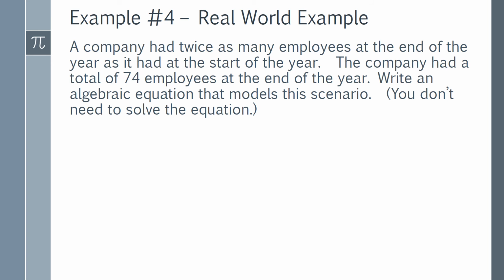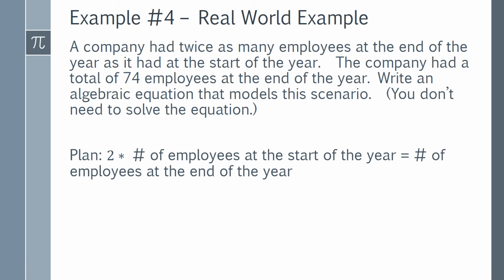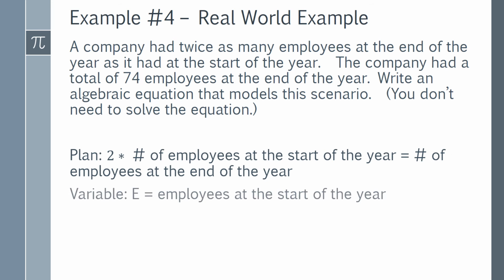Once again, we will start with our plan. 2 times the number of employees at the start of the year equals the number of employees at the end of the year. For the variable this time, we'll use a capital E, which stands for the number of employees at the start of the year. Our equation is 2 times E equals 74.